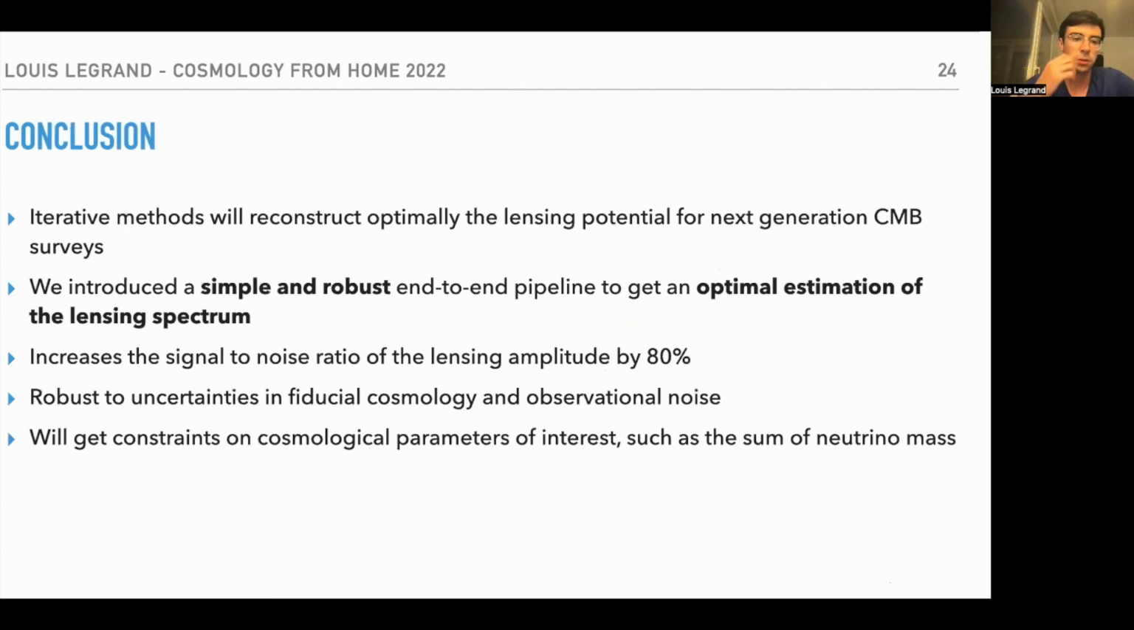So the conclusion: I showed that the iterative methods will reconstruct optimally the lensing potential for next generation CMB surveys. And we introduced a simple and robust end-to-end pipeline to get an unbiased optimal estimation of the lensing power spectrum. This will increase the signal-to-noise ratio of the lensing amplitude by 80%, and it is robust to the fiducial assumptions in the cosmology and the noise, and it will allow to get more constraint on parameters of interest, such as the sum of neutrino masses. Thank you very much.